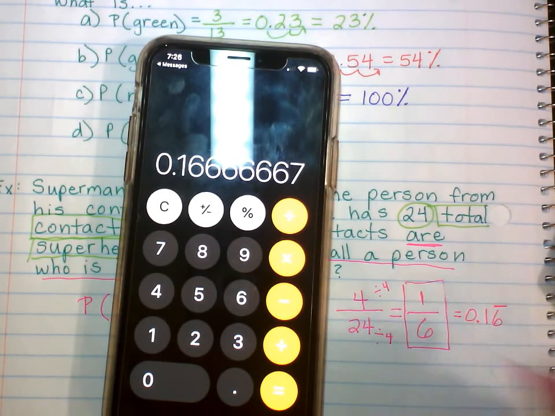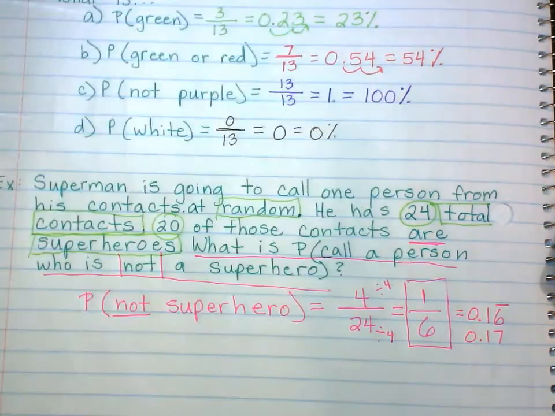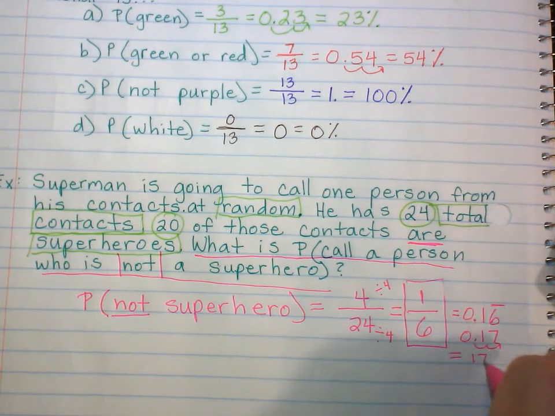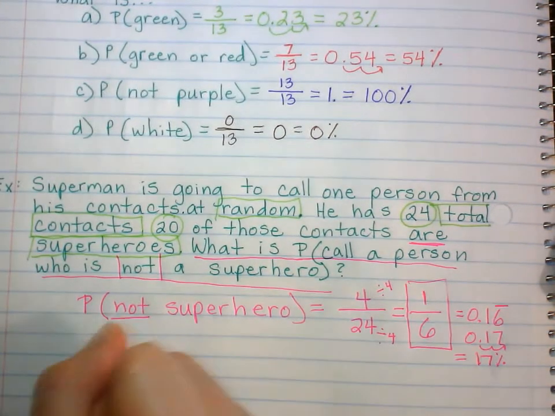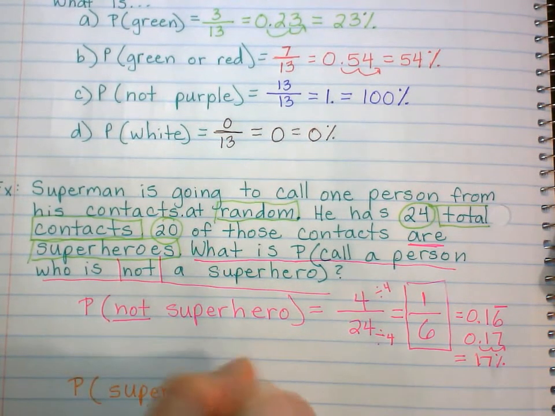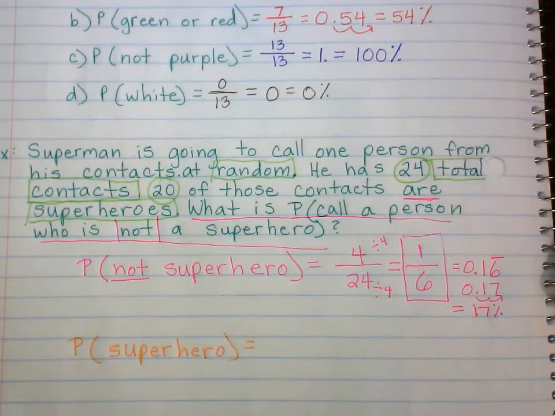0.16 with the bar on top, or 0.17, because the 6 rounds it up to a 7. Change it to a percentage, 2 times to the right, 17%. So there's a 17% chance that when he calls someone, it's not going to be a superhero. That's not very likely. Okay, but extension question. What's the probability then that he calls someone and it is a superhero? Think about it. What's the probability that he picks someone and it is a superhero?